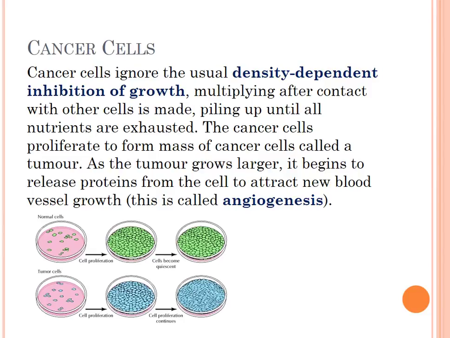So what it does is those tumor cells start to release proteins, and they attract new blood vessels to form around them so that they can have a better supply of oxygen and nutrients. And this growth of new blood vessels for a tumor is called angiogenesis.